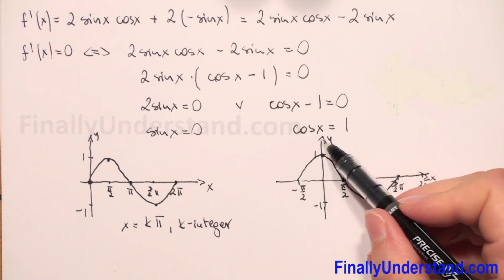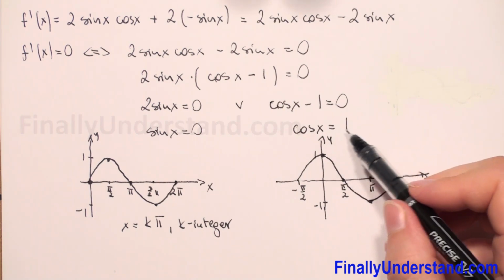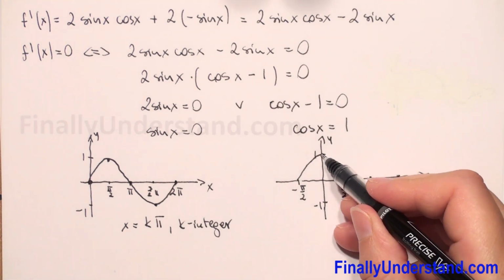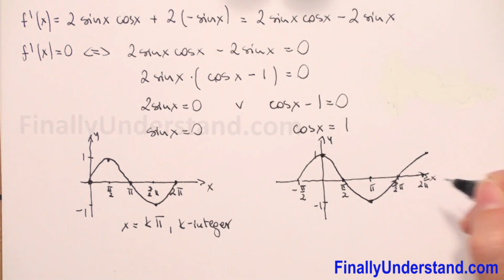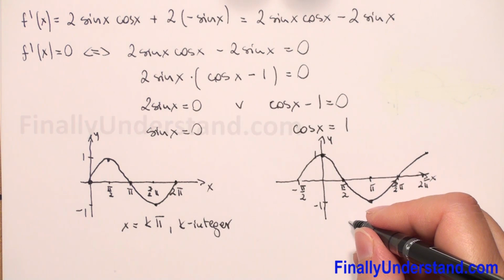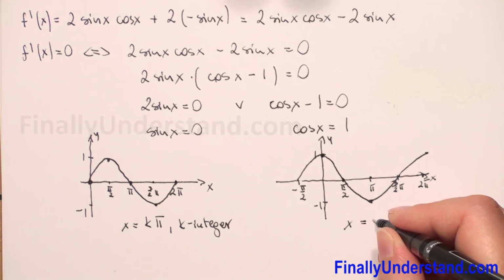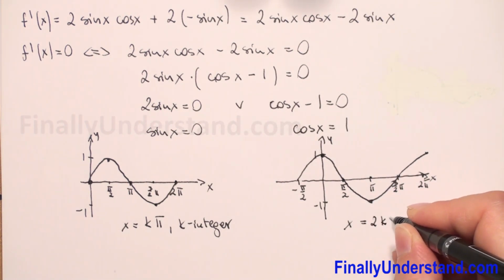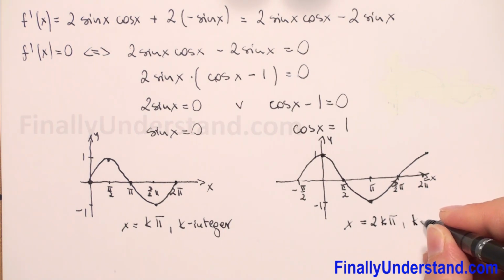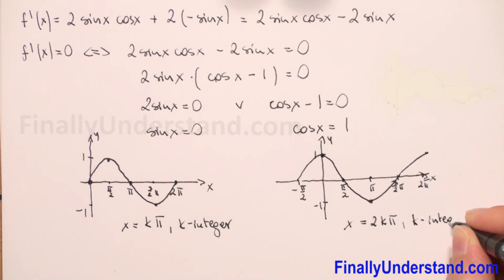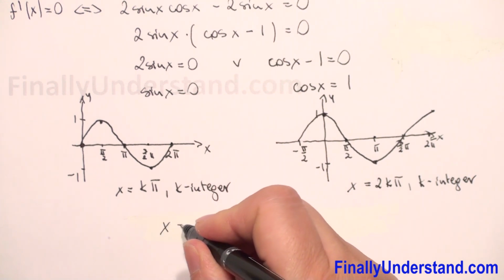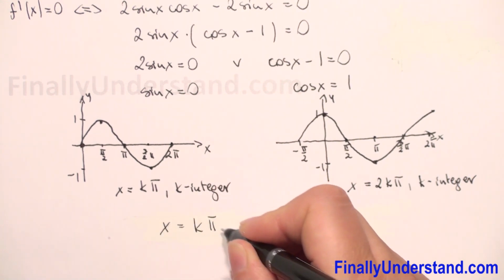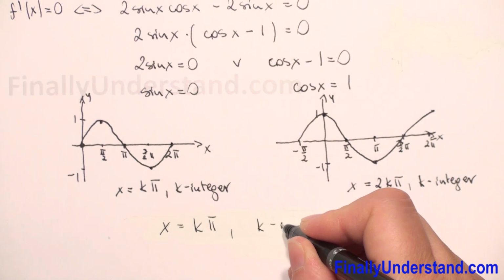So now the value of cosine is equal to 1 for 0, we see. The next will be for 2 pi. So we can write x is equal to 2 times k times pi, where k is an integer. Now we have to put together these two solutions. So x is equal to k times pi, where k is an integer.